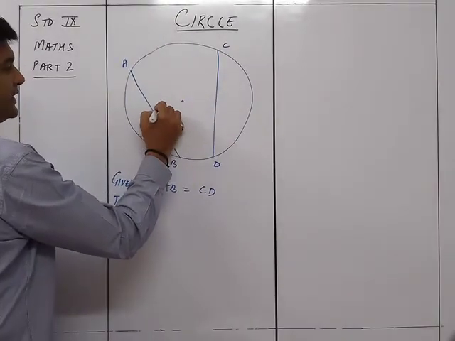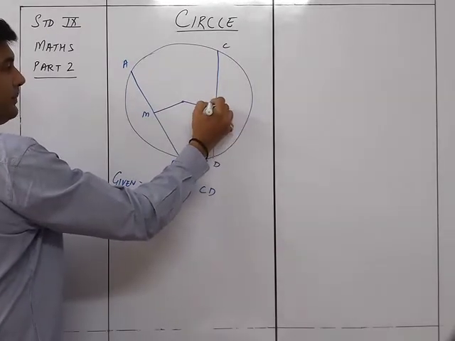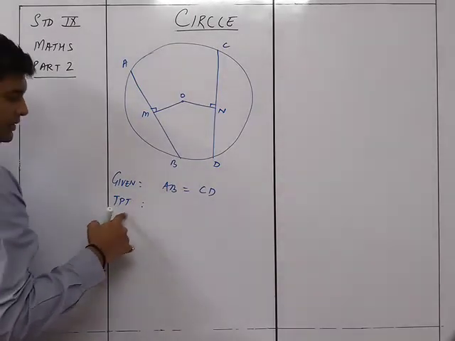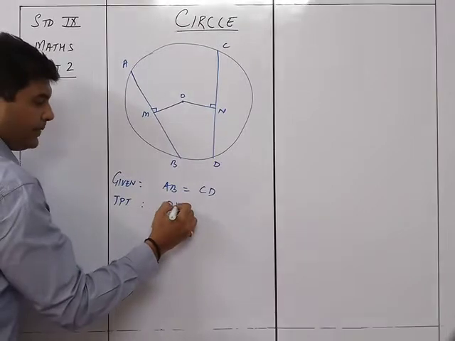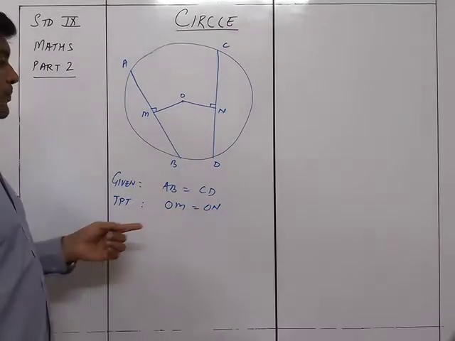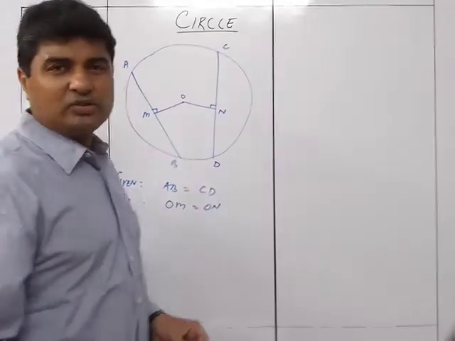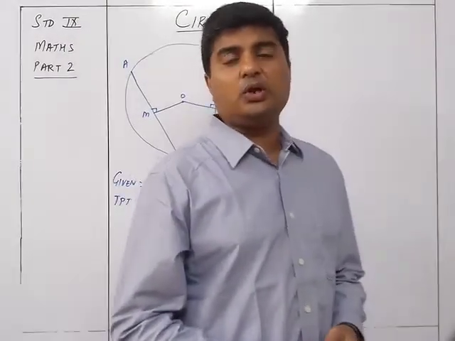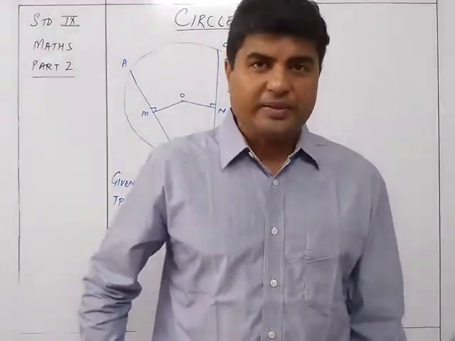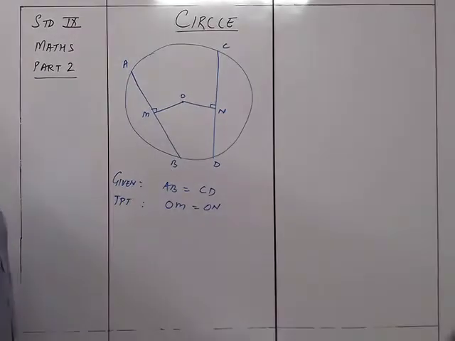So from the center, if I take a perpendicular distance over here like this, and if this is M and this is N, and they are perpendicular distances from O, then to prove that OM is equal to ON. So this is going to be the to-prove part. To prove is that they are equidistant. Now we always know that the shortest distance between a line and a point will be the perpendicular distance between them. That's the reason we are going to take this as a perpendicular. So we can say as construction.